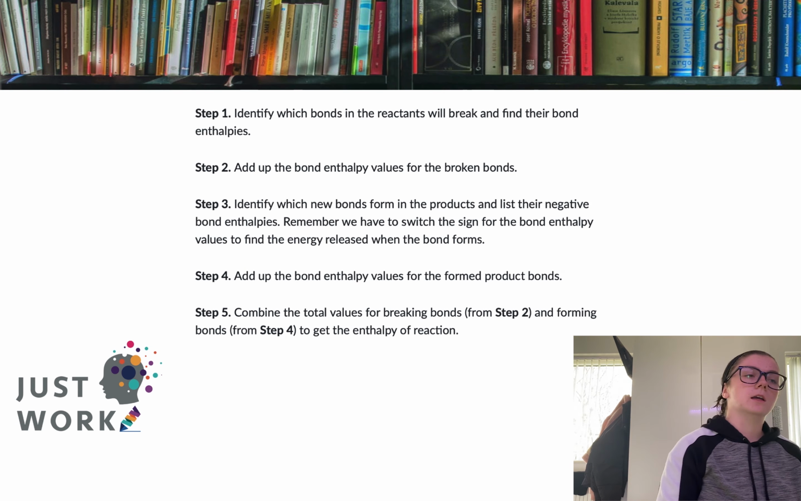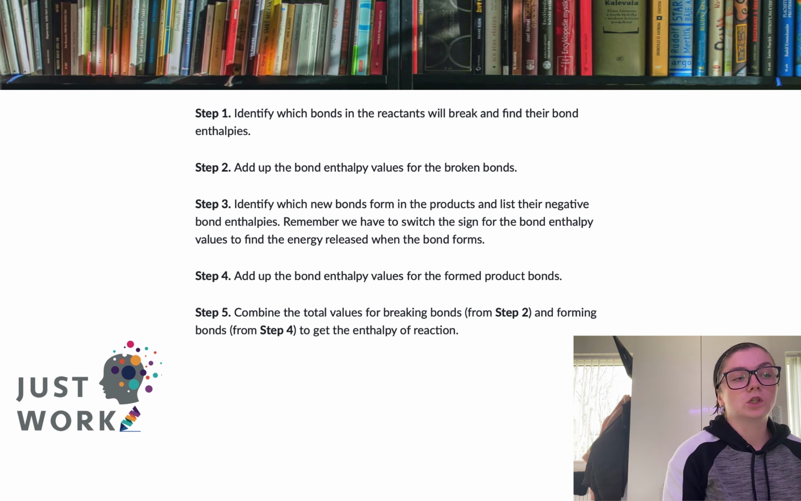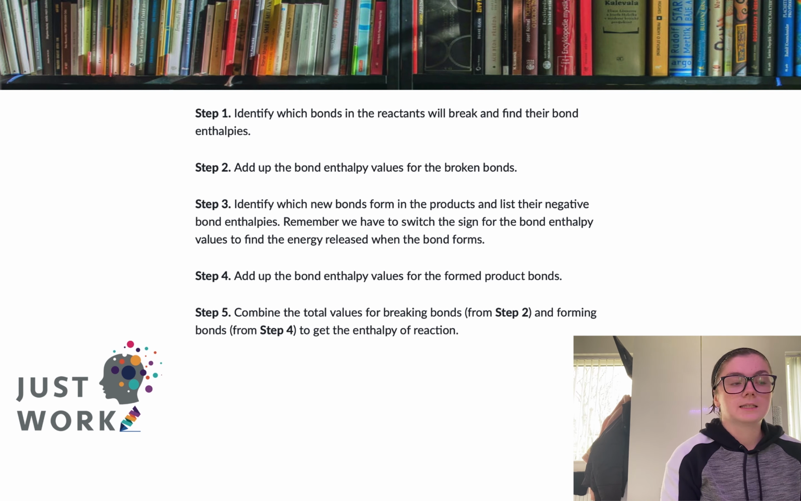So how do we work out these calculations? First thing we need to do is identify which bonds in the reactants break and find their bond enthalpies. Add the values up for the broken bonds. We then need to identify the new bonds that are formed in the products and list their negative bond enthalpies. Remember, we have to switch the sign for one or the other of the bond enthalpy values to find the energy released when the bonds are formed. Add up the bond enthalpy values from the formed product bonds and combine the total values for breaking and forming the bonds to get the enthalpy of reaction. And obviously, if this is positive, then the reaction is exothermic, and if it's negative, then the reaction is endothermic.